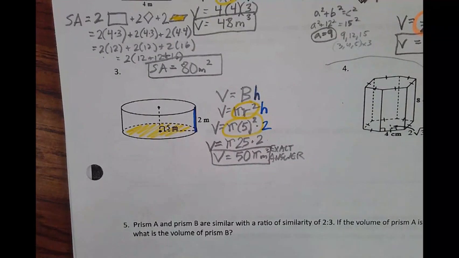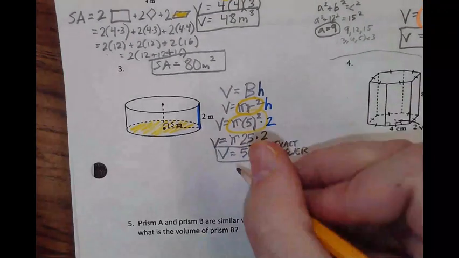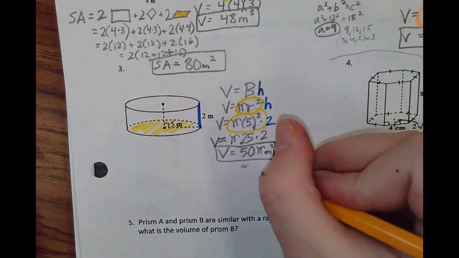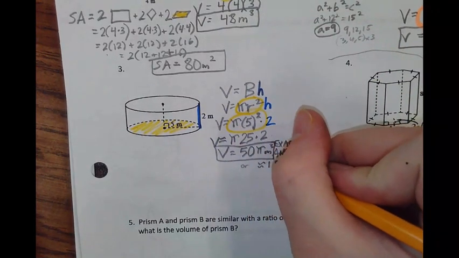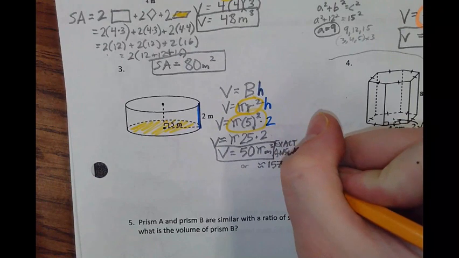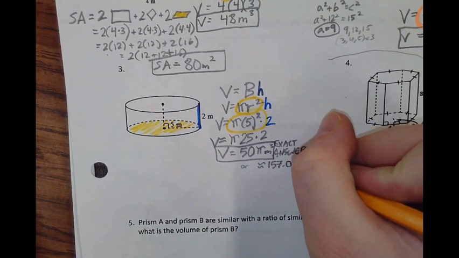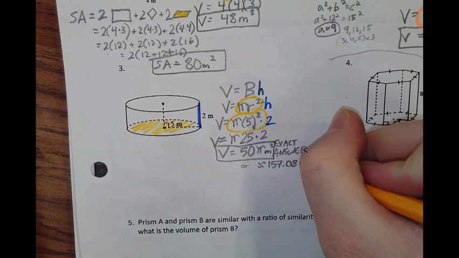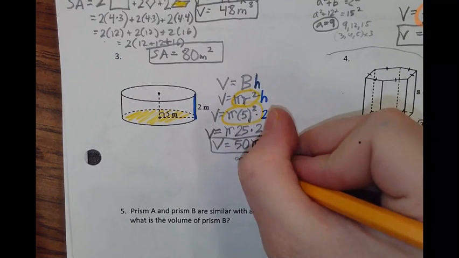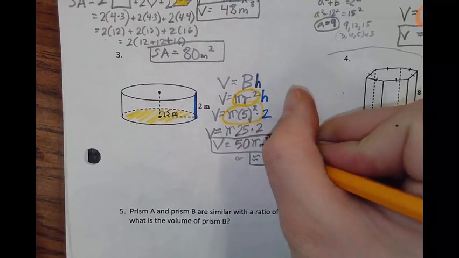But I'll use Siri for this one. What is 50 times pi? The answer is approximately 157.0796. So approximately 157.08 meters cubed. Either of these two answers is wonderful.